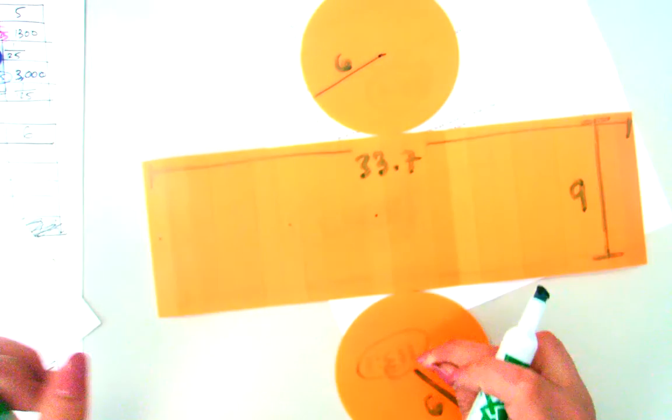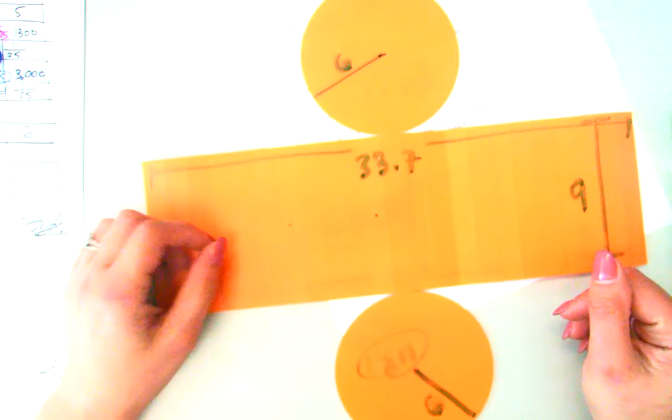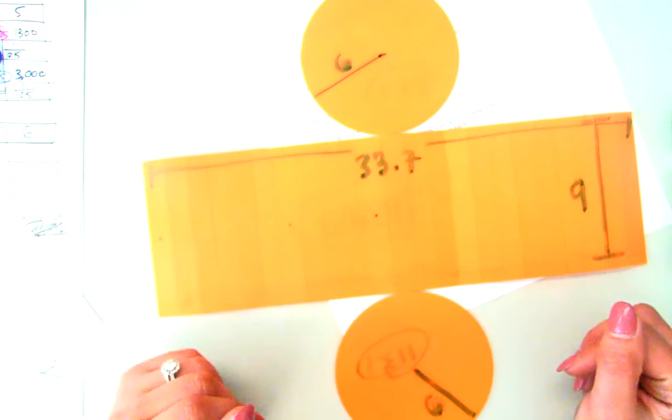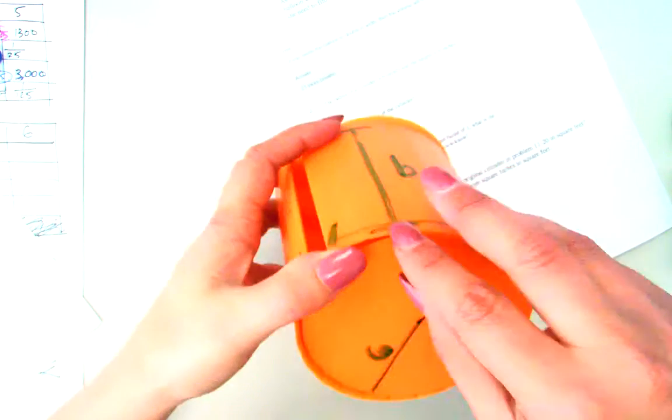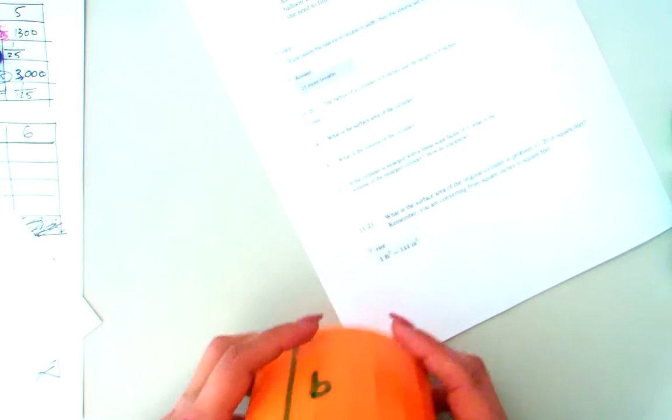So find the area of this rectangular piece plus the area of this piece plus the area of this piece, since it's a circle, and then add them all together. That's your surface area. And your volume is, once you find the area of one of your circles, which is actually the base of your cylinder, multiply by the height. So area of one base multiplied by the height should give you your volume. Okay. Now, the next part is kind of complicated.